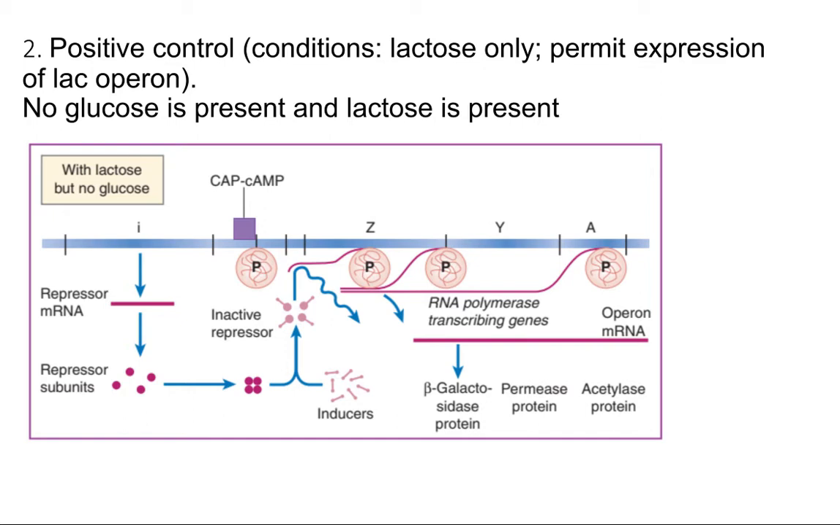The second one is positive control, where the condition is with lactose but no glucose. If no glucose is present and lactose is present, the gene products from the lac operon are needed to use the lactose for energy. Thus, a regulatory factor, the CAP-cAMP complex, is needed to permit expression of the operon. Because cAMP is a starvation signal indicating an absence of glucose, it is available to form the CAP-cAMP complex and permit transcription.